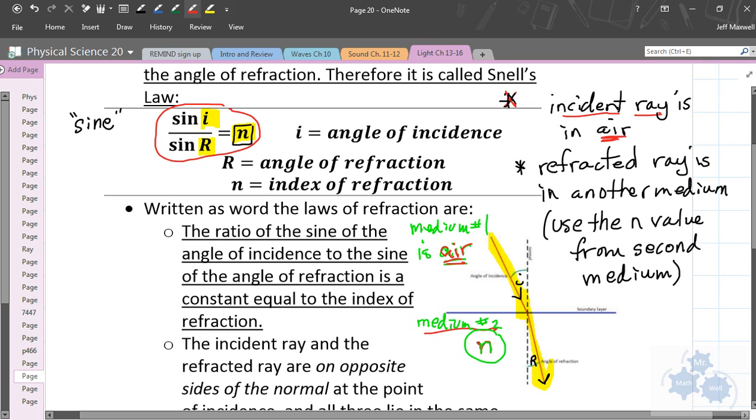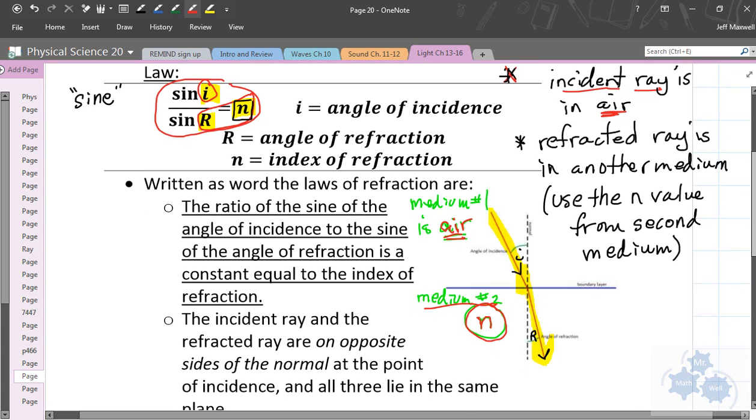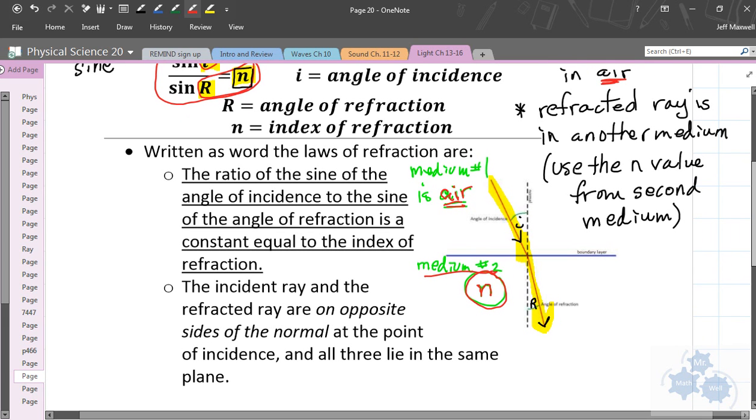So which N do you use? You use the N of the medium that the light ray is traveling into. So again, it has to come out of air. It's in air, then it goes into another medium, and that's the N that you use, the index of refraction for the second medium. So this is in air, and these two are related. The angle of refraction is in the medium that this N refers to. Okay? So that's just a side note. We're going to expand on that in the next lesson, but that's how that works.